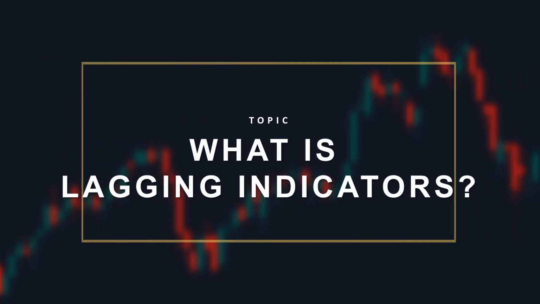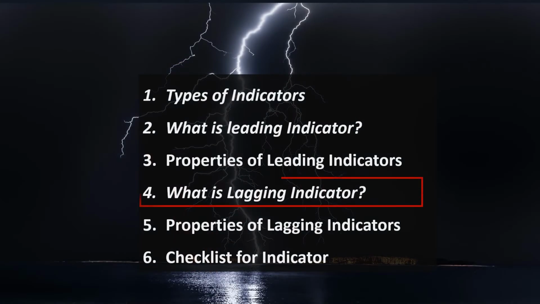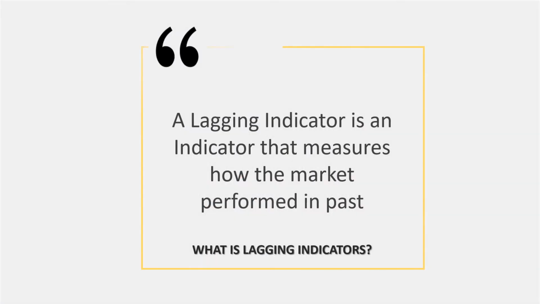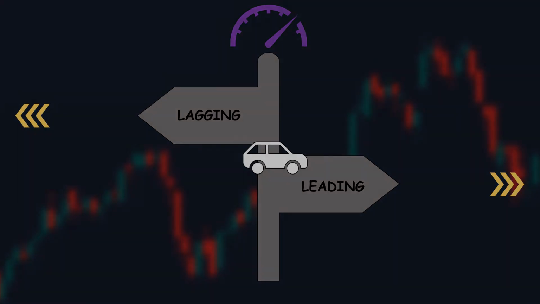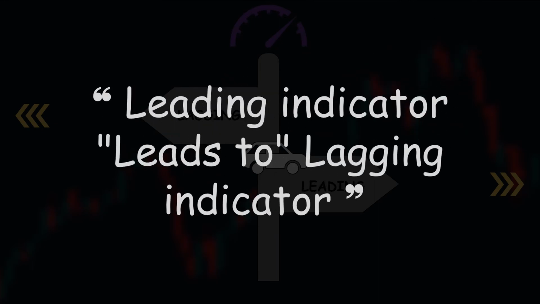What is a lagging indicator? An indicator that measures how the market performed in the past. A lagging indicator looks back at whether the desired outcome was attained. Imagine you have a car. Leading indicators are those that gaze forward, through the windshield, at the road ahead of them. Lagging indicators glance backward, out the back window, at the road you've previously driven. Leading indicator leads to lagging indicator.